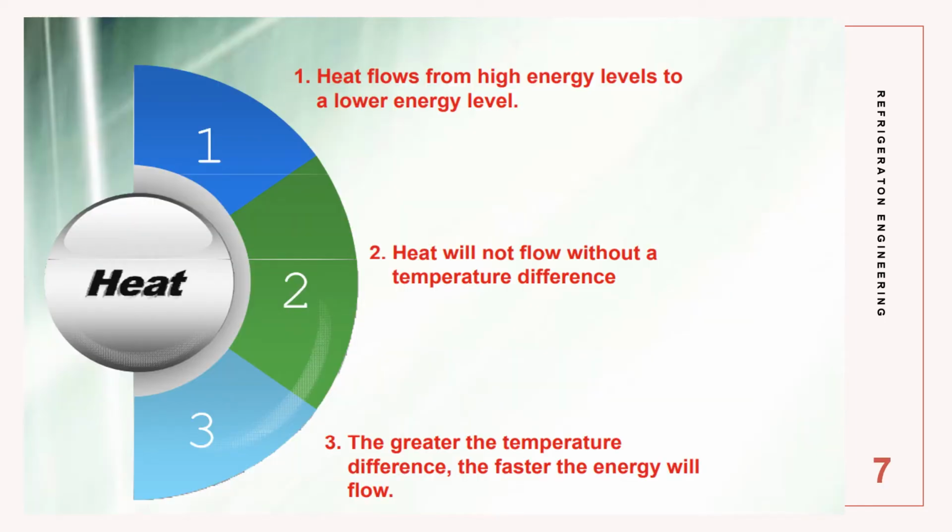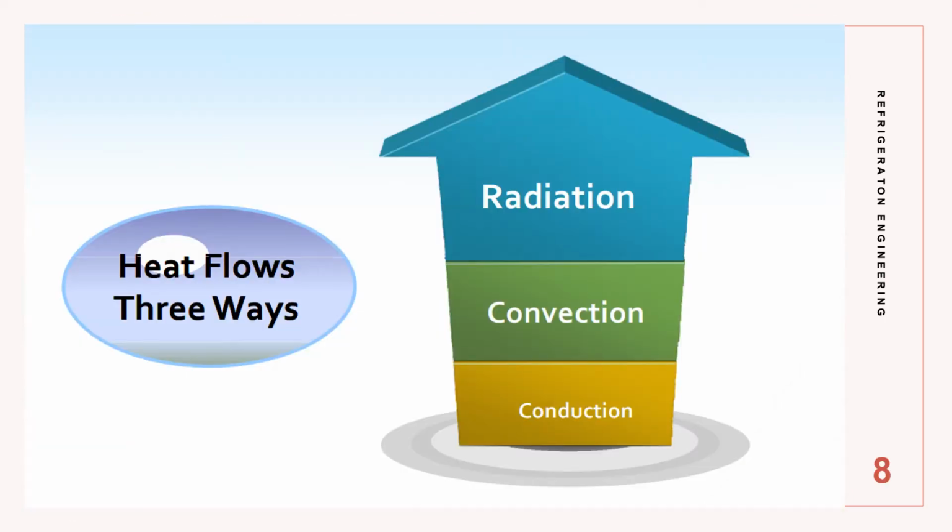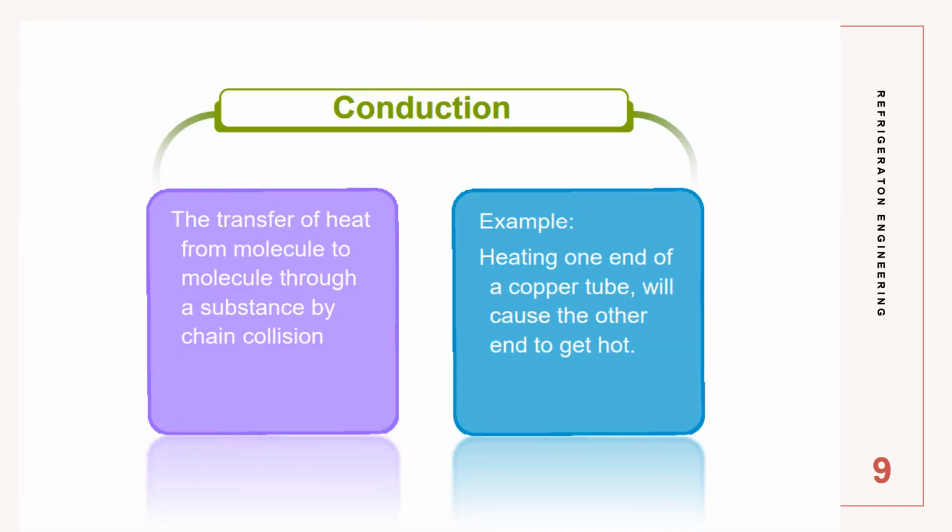Heat flows from high energy levels to a lower energy level. Heat will not flow without a temperature difference, of course. The greater the temperature difference, the faster the heat will flow. Heat flows in three ways. We have radiation, convection, and conduction. This is what we call heat transfer concept.